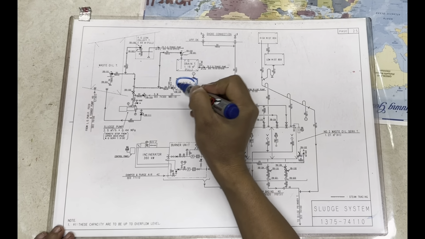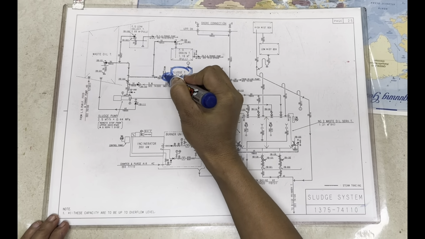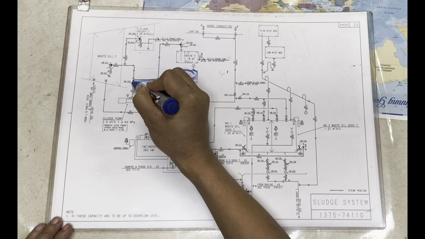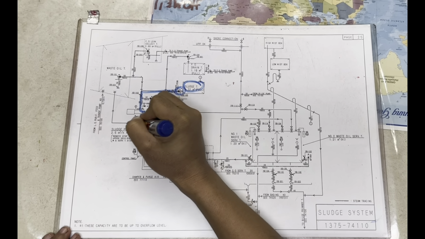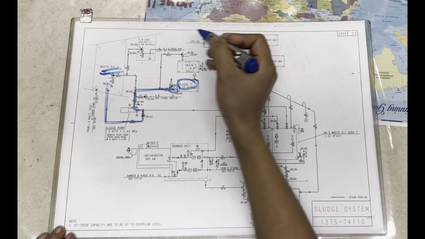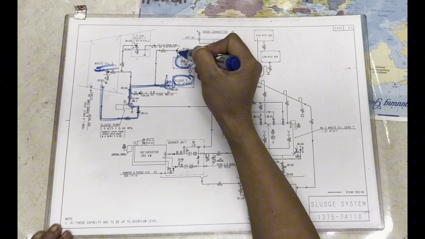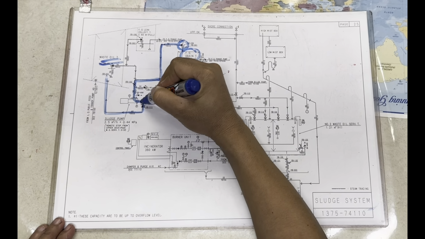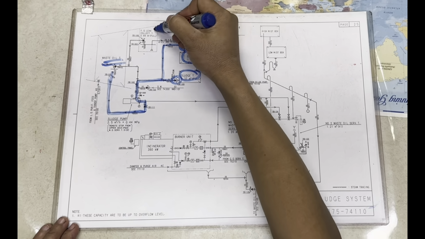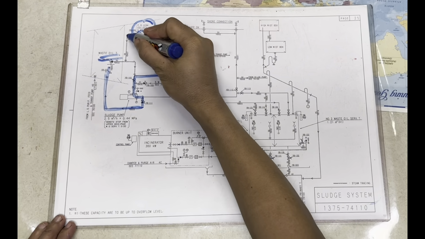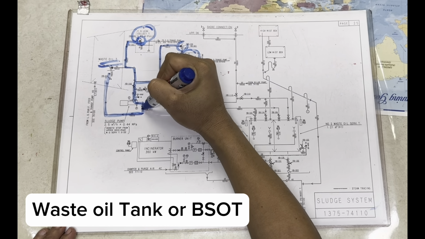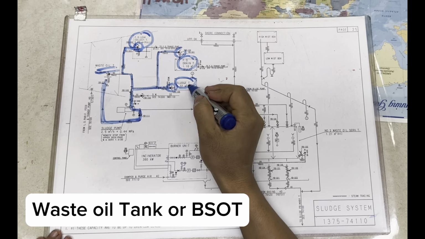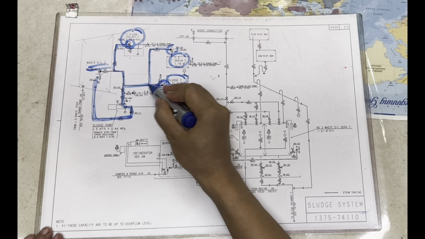Also the sludge tank, fuel oil drain tank, fuel oil leak tank, and scavenging drain tank, if fitted, are either transferred to the BSOT or direct to the waste oil service tank.